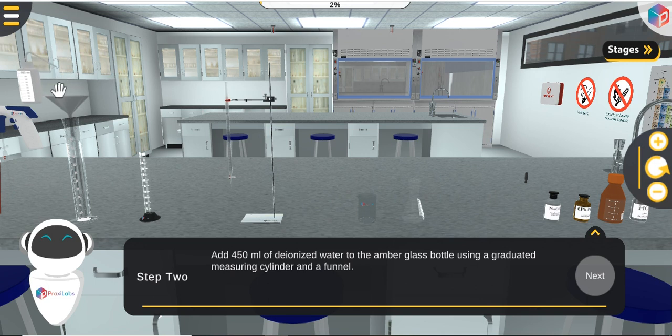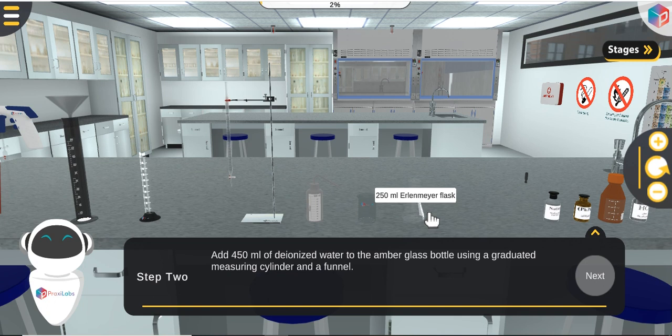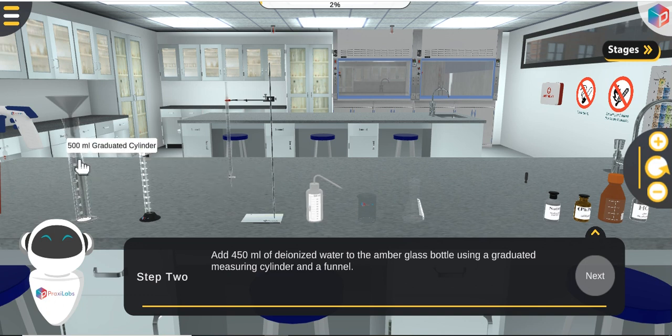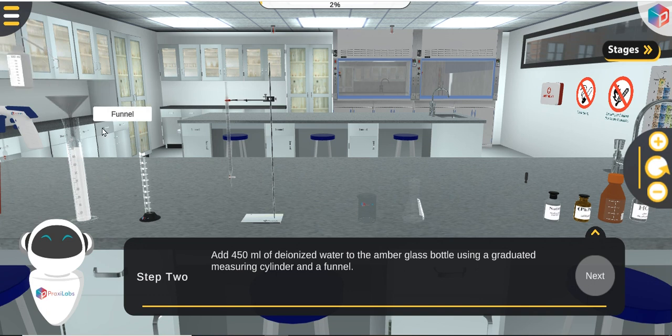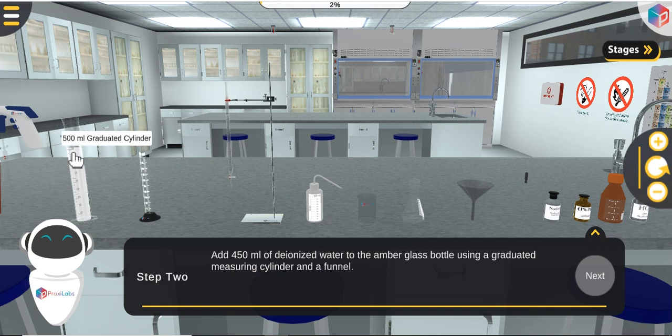This is my water. I'm sure you'll be able to see it very well. Amber bottle. Sorry. You add deionized water to the amber glass bottle using a graduated measuring cylinder. 450 ml of deionized water in this graduated cylinder. Okay. Then I'm going to add it to the amber bottle.